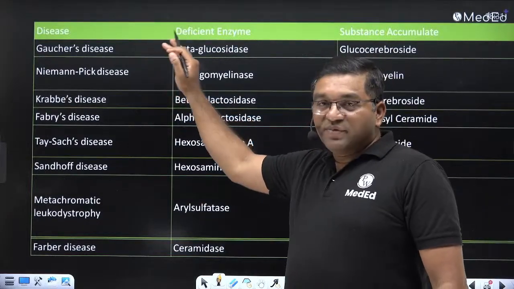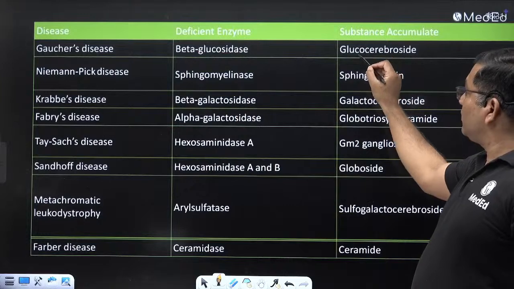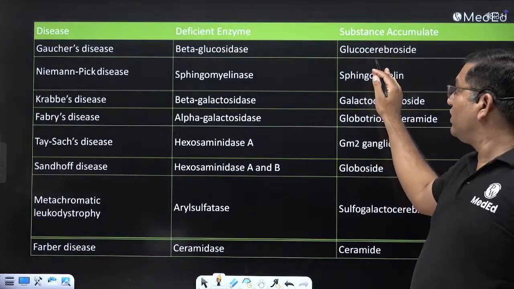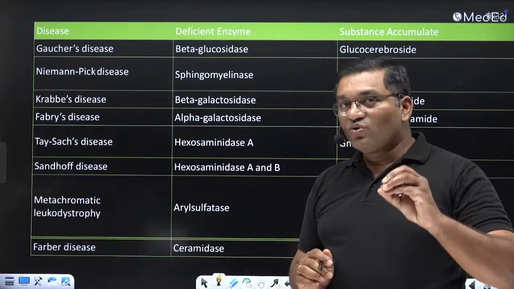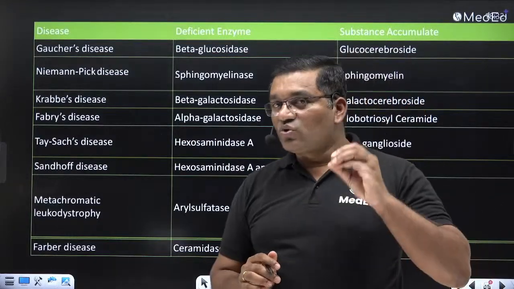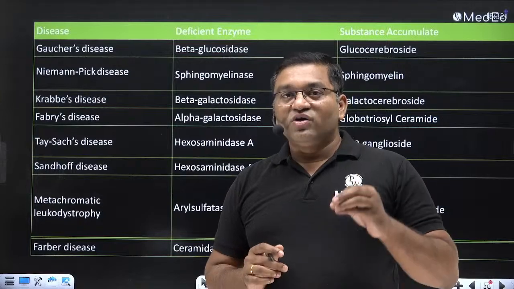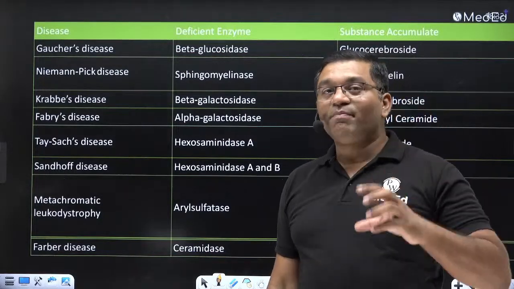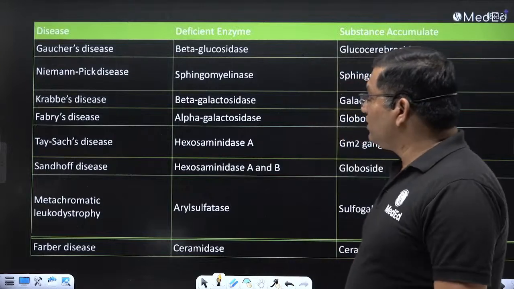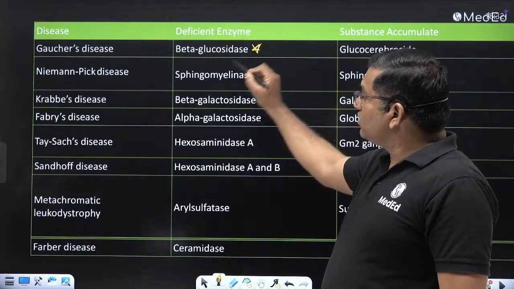Gaucher's disease, beta glucosidase or glucocerebrosidase. So glucosyl ceramide or glucocerebroside accumulates. Remember, ceramide means sphingosine plus fatty acid. When glucose is attached, it is glucosyl ceramide or glucocerebroside. When galactose is attached, it is galactocerebroside or galactosyl ceramide. And galactocerebroside is important in the brain. So Gaucher's disease, beta glucosidase, this is important.